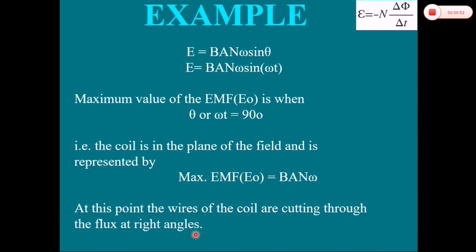Now what can we do to increase the size of this induced EMF, this peak value of EMF? It is obvious that this peak EMF depends upon four factors. So in order to increase the size of the peak EMF, we need to increase each of these factors. Like we use a coil with more turns. We use a coil with a large cross-sectional area. We increase the strength of the magnetic field, and we increase the frequency of rotation of the coil. Okay, thank you for watching.